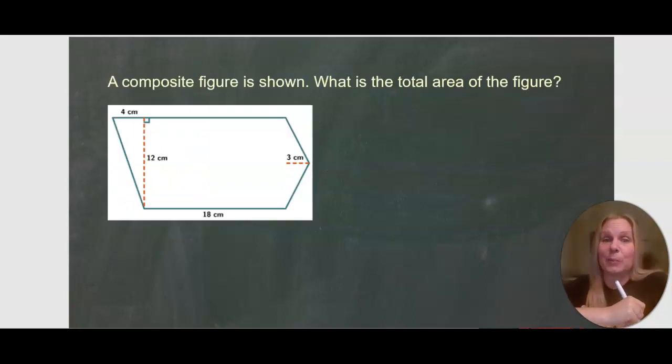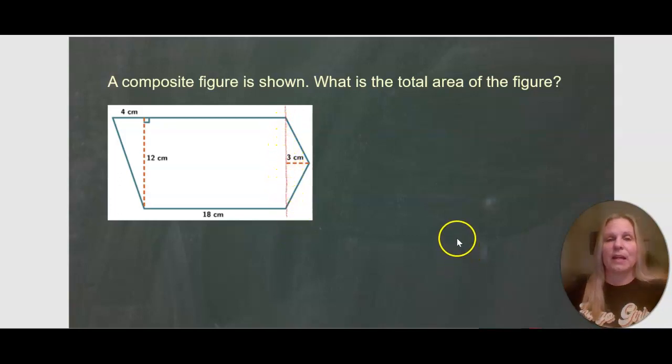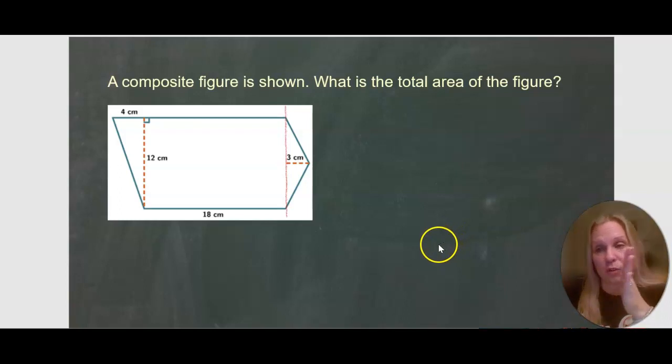Okay, so now we're getting to the composite figures, you guys. So I'm going to break this one up into two shapes. Some of you might have broken it up into three, but I'm going to put a line right here. And I've got a little triangle over on the right that I just cut off, but the rest of the shape is a trapezoid. Now, maybe you didn't see that. Maybe you were like, Mrs. Vargas, I just did the triangle and the rectangle. That's okay. You can do the triangle and the rectangle. I'm going to do the trapezoid, right?